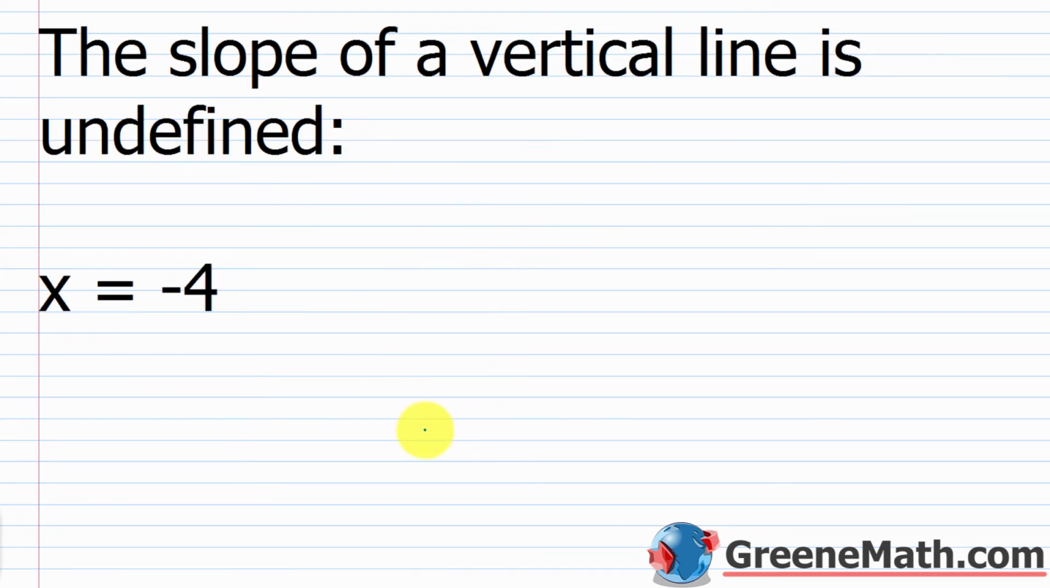So the other special scenario would be the slope of a vertical line. So the slope of a vertical line is undefined. So why do you think that is? Well, again, we go back to our slope formula. We have m is equal to y sub 2 minus y sub 1 over x sub 2 minus x sub 1. If x always equals negative 4, for x sub 2 it's going to be negative 4. For x sub 1 it's going to be negative 4.